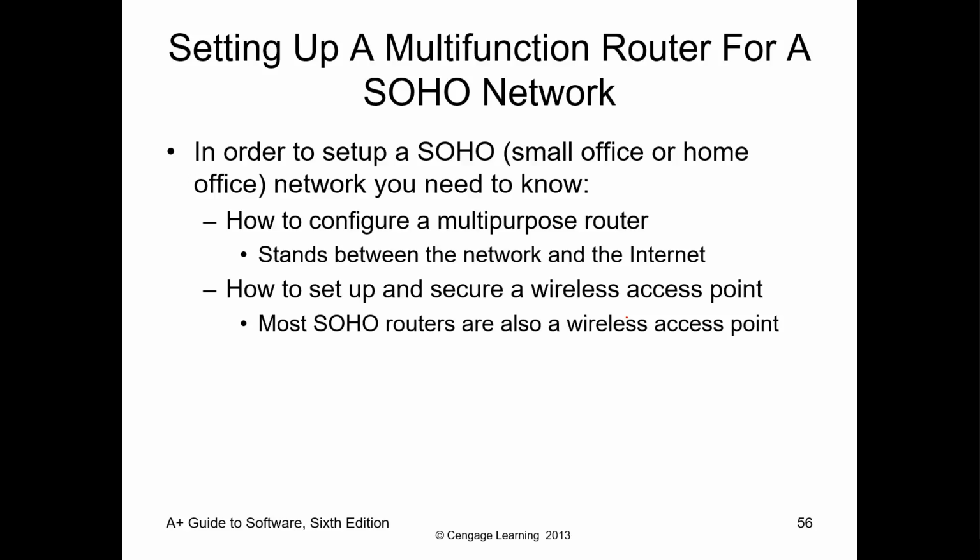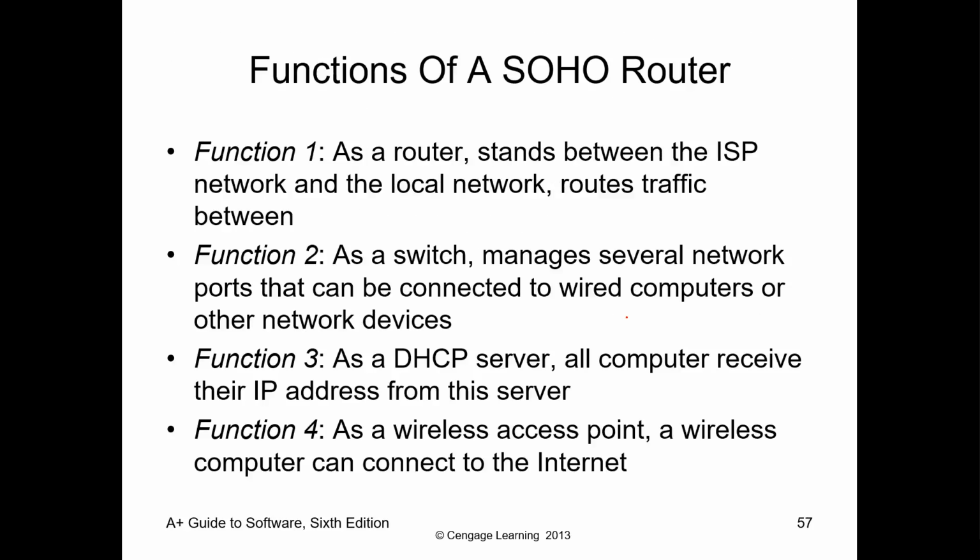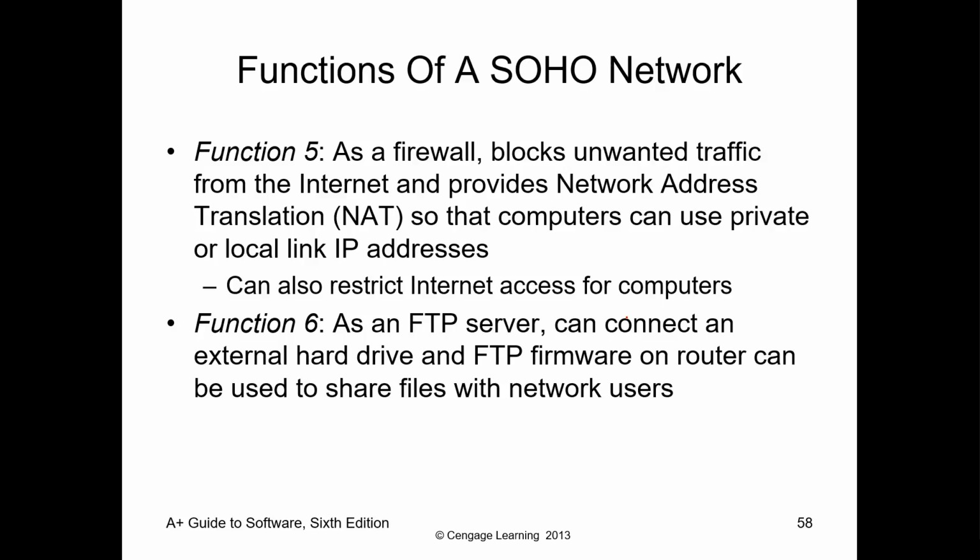Setting up a multifunctional router for a small office home office. Normally, it's a pretty straightforward process, but we have to talk about how to set it up and how to secure wireless. So function 1, it acts as a router, and it sits between the ISP and our home network. It also acts as a switch, also acts as a DHCP server, and also acts as a wireless access point. So these home routers act as multiple devices. They could also act as a firewall and as an FTP server. So it's not just a few things, they have lots of functionality.